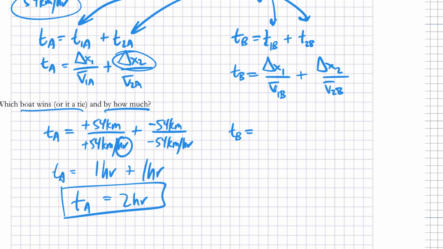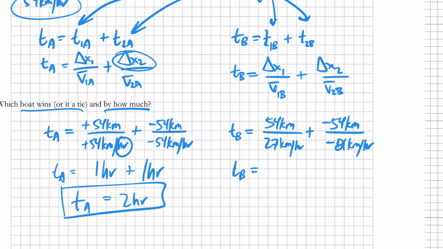equals 54 kilometers plus negative 54 kilometers. Okay, and then this would be 27 kilometers per hour. This would be negative 81 kilometers per hour. I think if I gave this problem again ever, I would give more interesting numbers that would make it seem like a real race and something that you couldn't necessarily just kind of think about in your head.